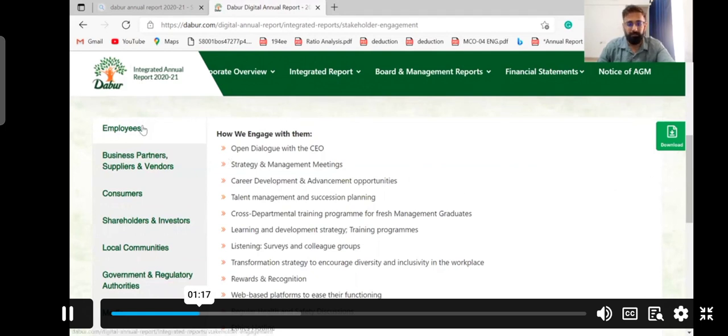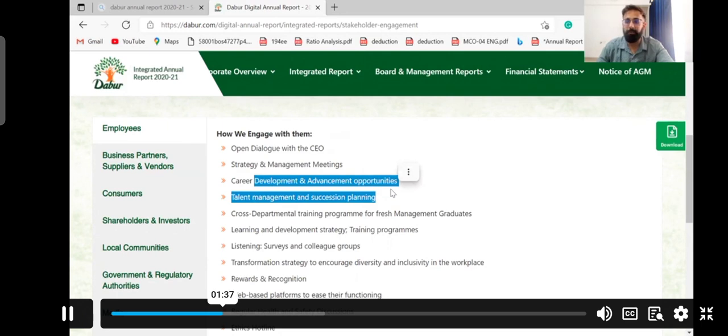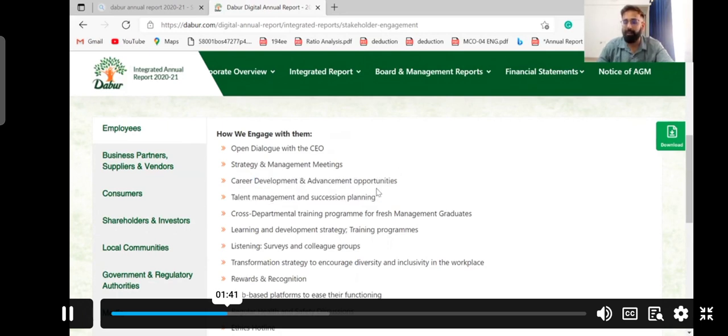Now here they have provided the details of the stakeholders. The first stakeholders are employees, right? How do they engage with them, how do they take care of their employees? Information is given here. Open dialogue with the CEO: employees are allowed to speak with the CEO. Strategy and management meetings: they involve their employees in them. Career development and advancement opportunities: definitely they provide these to their employees.